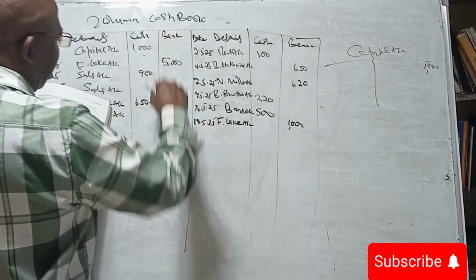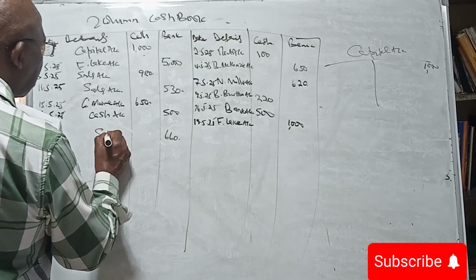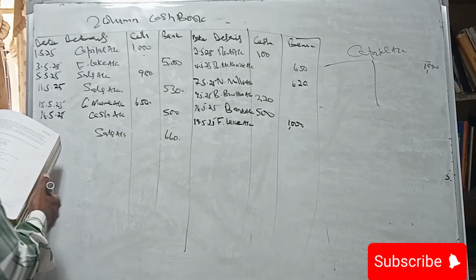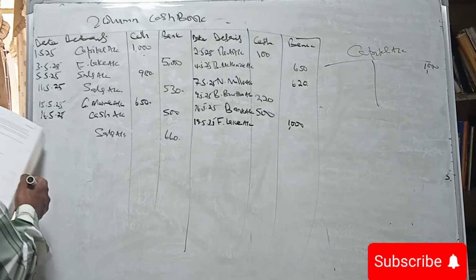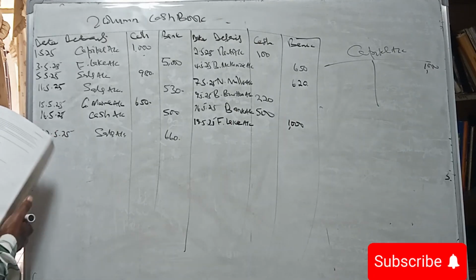Our bank is increasing, and it is increasing because of the sales account. So we are debiting bank as we credit sales. As we credit sales on 22nd of May 25.